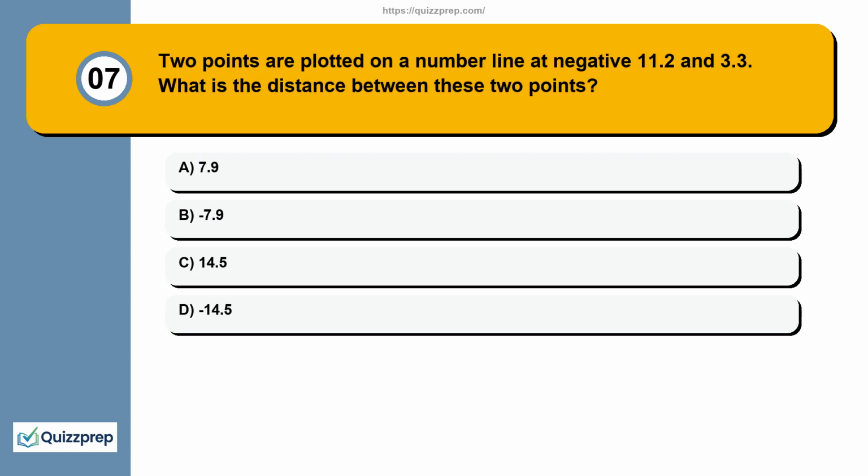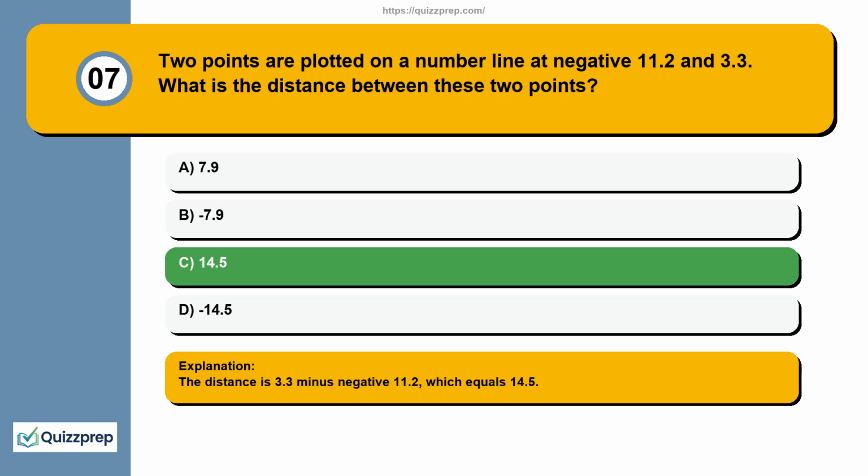Question 7. 2 points are plotted on a number line at negative 11.2 and 3.3. What is the distance between these 2 points? 7.9, minus 7.9, 14.5, minus 14.5. The distance is 3.3 minus negative 11.2, which equals 14.5.